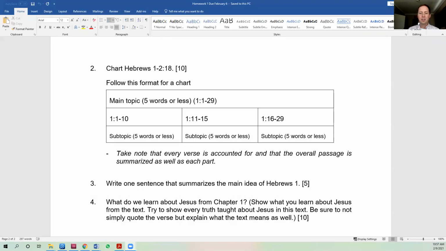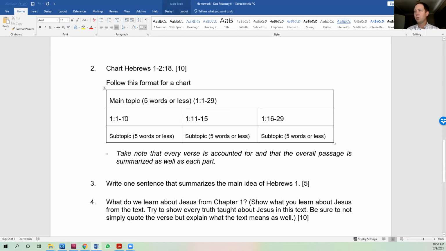Hello, I wanted to spend some time today looking at charting from Hebrews. Let me share the screen here. We're going to be looking at Hebrews chapters 1 and 2 and how to chart that. It seemed like lots of people had trouble with the homework on how to do this, so I wanted to work through it together. So here is your homework.